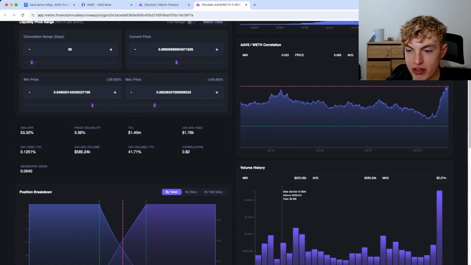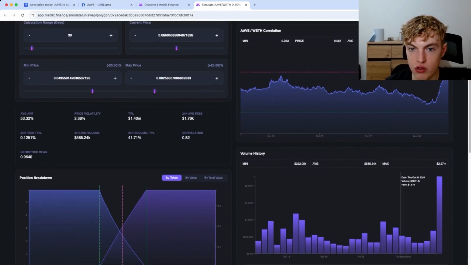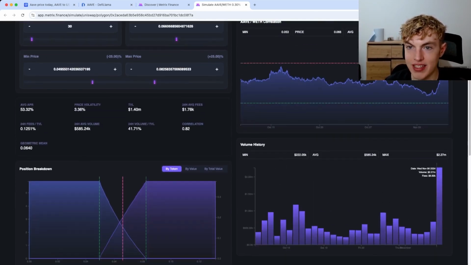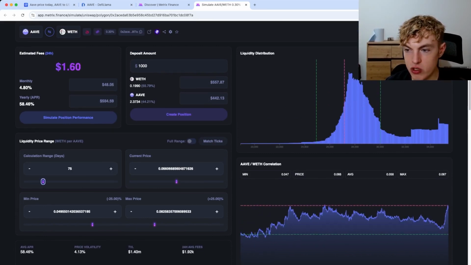Looking at the volume history, it's pretty interesting. We had some low days of like 200K, and then on the 6th, it had over $2 million in volume. So I'd want to take a look and see what caused that. So first, like I always do, I'm going to zoom out on the calculation range. Then I'm going to zoom back in.